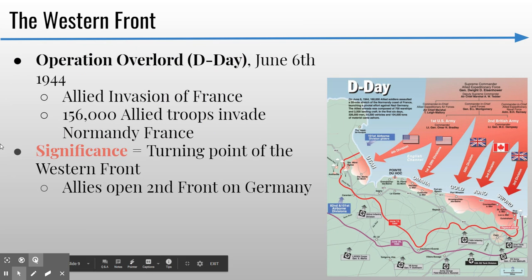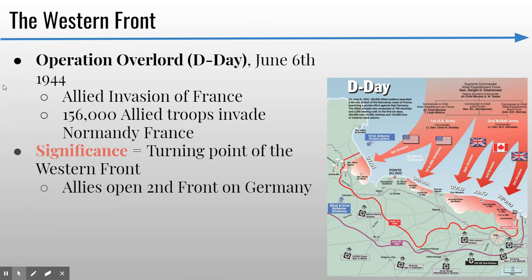Now, I know it seems like we made quite the jump from 1940 to 1944, but this is because the Allies were focused on other areas. You'll see this as you go through the notes. But the next big thing that happens in the Western Theater is Operation Overlord, or D-Day, on June 6, 1944. And this is the long-planned Allied invasion of France.